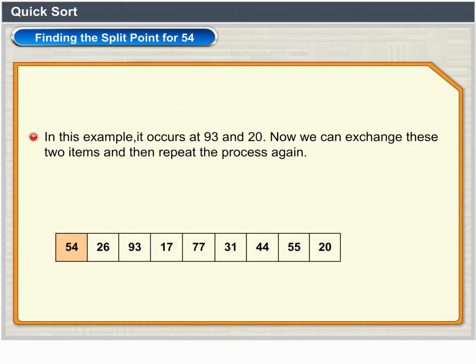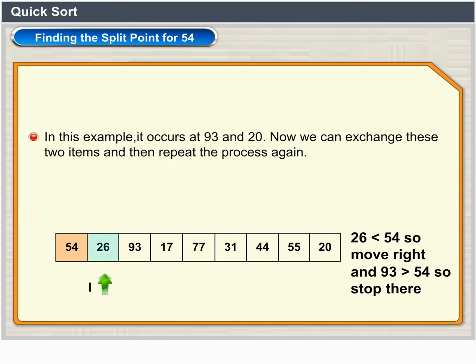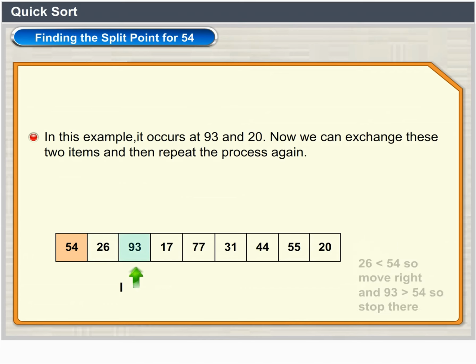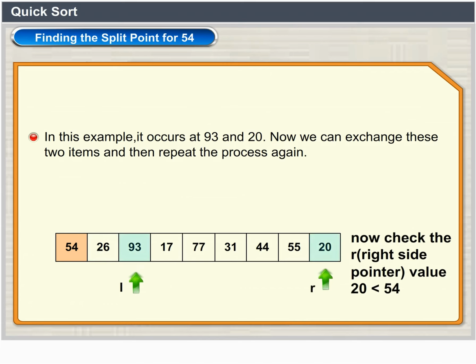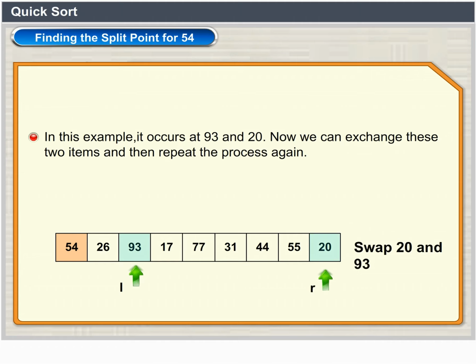In this figure, 26 is less than 54, so move right, and 93 is greater than 54, so stop there. Now check the R right side pointer value: 20 is less than 54, and swap 20 and 93. Now continue moving L and R.